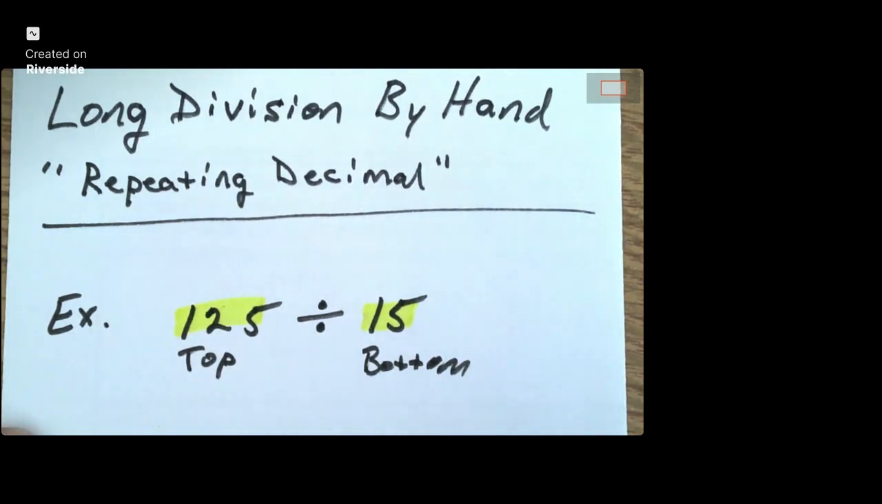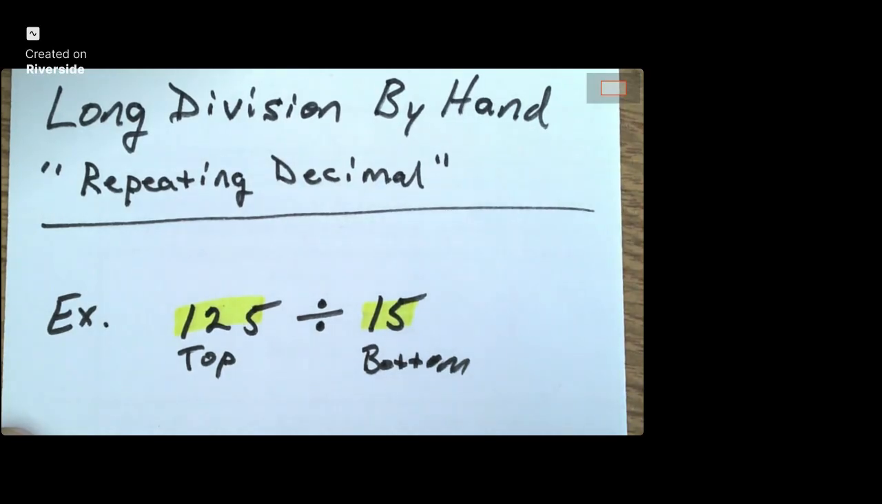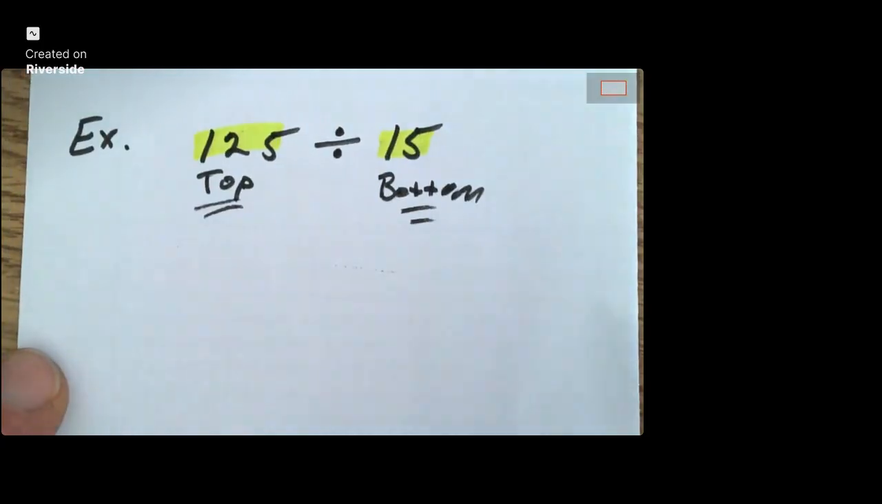It doesn't matter. The bigger number does not always go on top. It is in this case, but not always. I'll do a video later on where the smaller number is on top. But what we need to worry about is the first number always goes on top, second number always goes on bottom. All right, let's get into it.